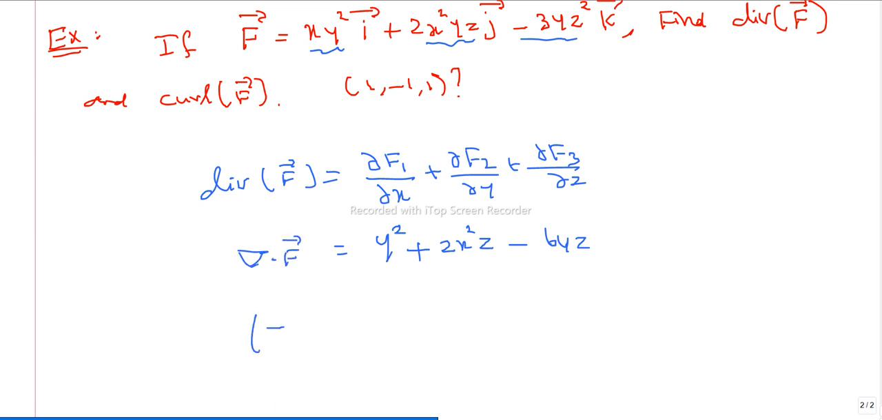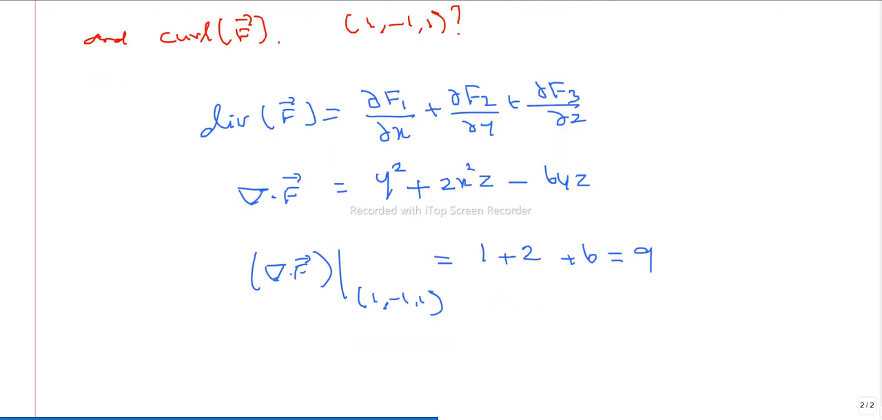So at the point (1, -1, 1), substitute x equal to 1, y equal to -1, z equal to 1. We get 1, plus 1 into 2, plus 6, therefore we get 9. So at the point (1, -1, 1), the divergence is 9.